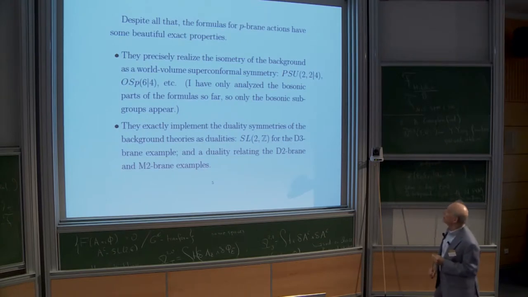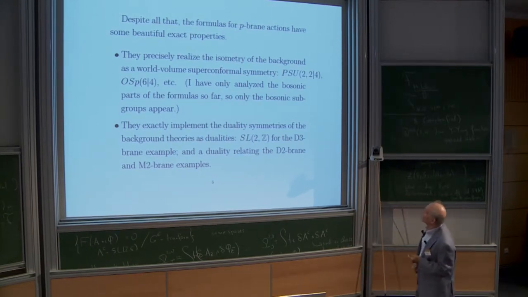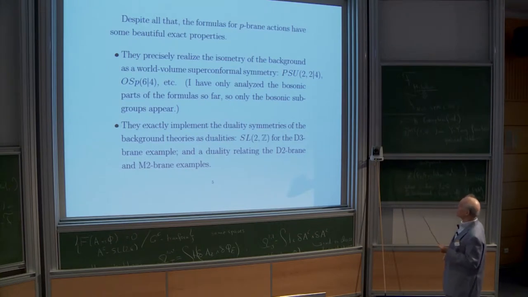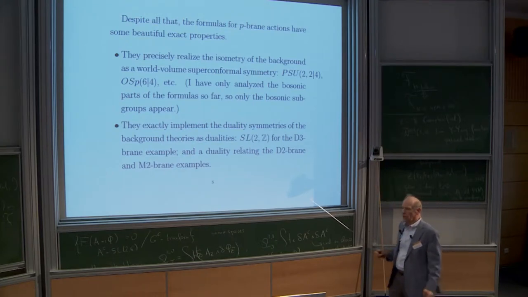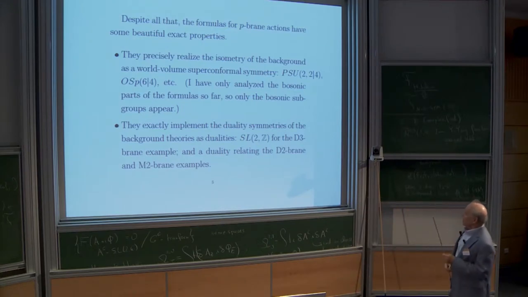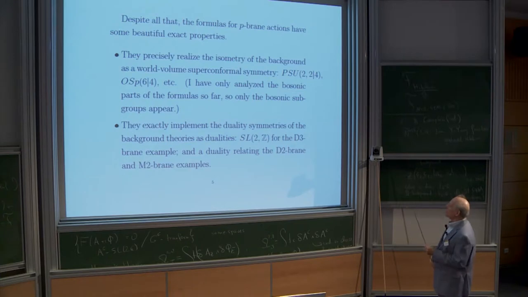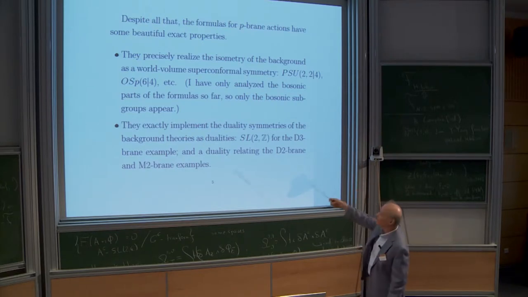Now, despite all that, the formulas for p-brane actions have some beautiful exact properties. They precisely realize the isometry of the background as a world volume superconformal symmetry, which in the case of the D3 brane would be PSU(2,2|4), or in the ABJM examples would be OSp(6|4). Now, in the formulas I'm going to be showing you, I've only looked at the bosonic degrees of freedom. I haven't put in the fermions. This is technically challenging, but straightforward, and it would have just taken too much time, so I postponed it. But that means I will only see the bosonic subgroups of these supergroups.